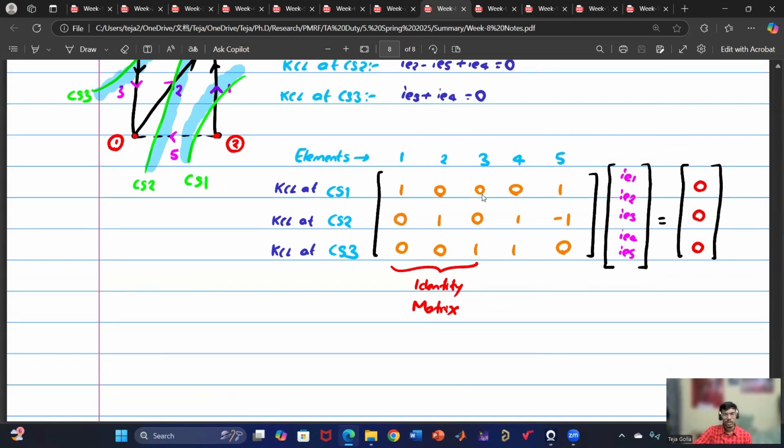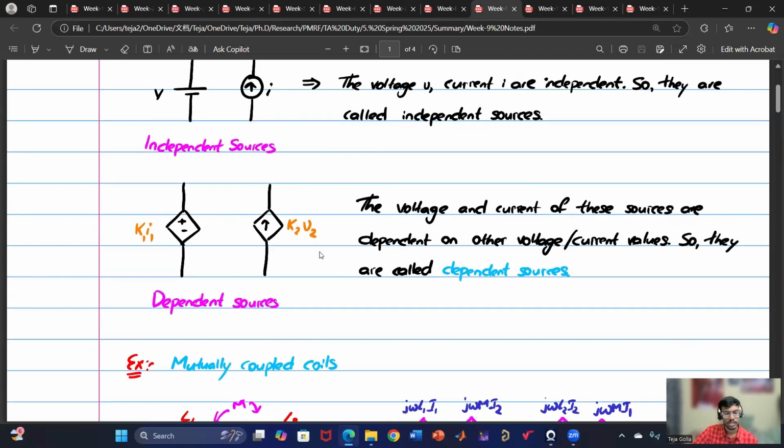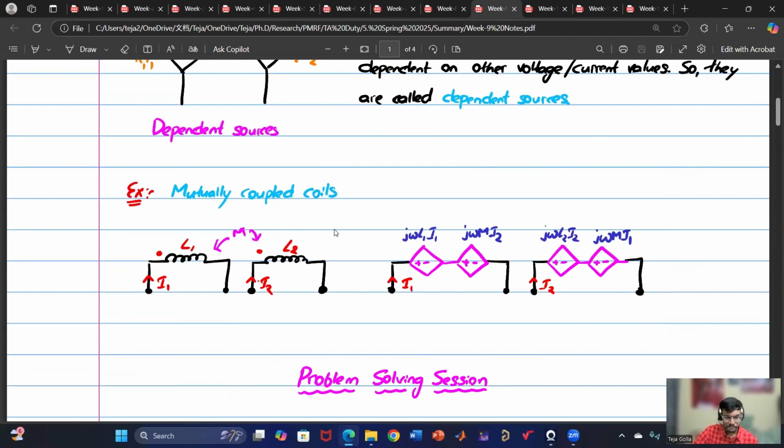So week 9 was about dependent sources, and this is also a very easy week. Basically you're applying KCL and KVL, but instead of independent sources, we have dependent sources. What are dependent sources? Their current value or voltage value is dependent on another current or another voltage. So if you consider mutually coupled coils, we have seen this voltage is dependent on some other current. So this is a dependent source. Similarly, this voltage value is dependent on some current.